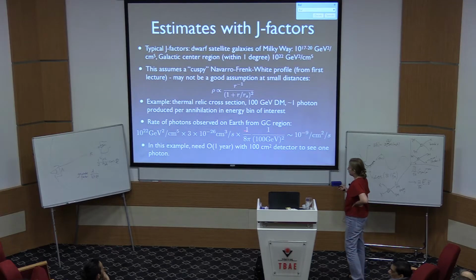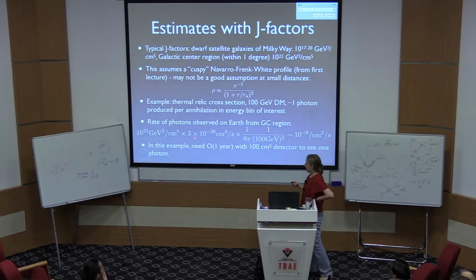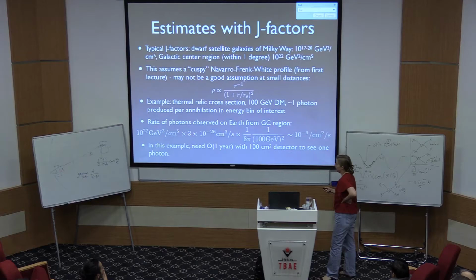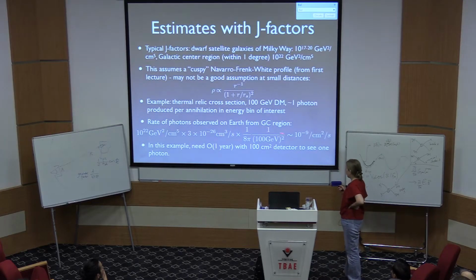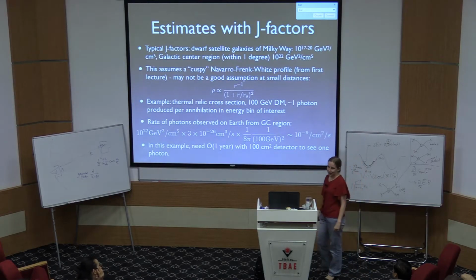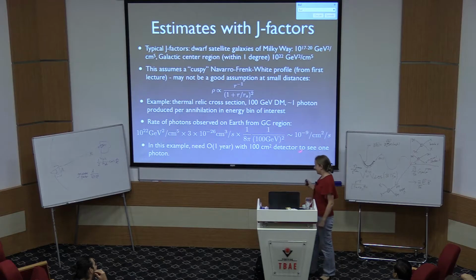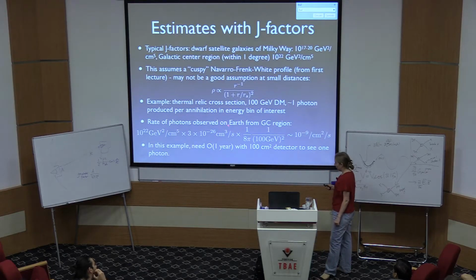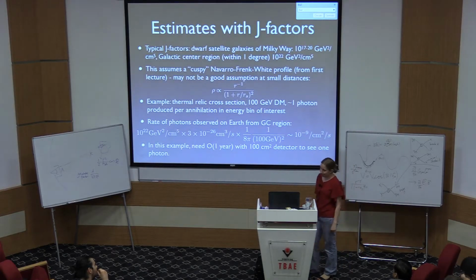Then if I put in this J factor for the galactic center region of 10^22 GeV² per cm⁵, and all the other numbers, I find that my rate is about 10^-9 photons per square centimeter per second. A year is a few times 10^7 seconds. So this tells me that if I have a 100 square centimeter detector and I wait for a year, I should see about 1 photon from the galactic center. To get a meaningful signal, you either need to wait much longer or you need much bigger detectors.